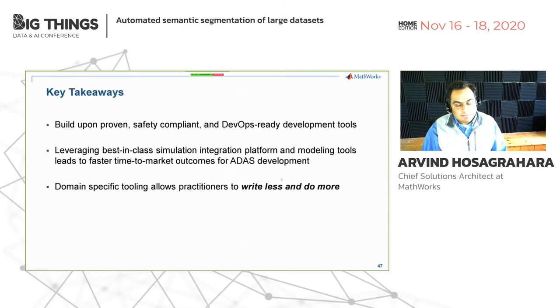As key takeaways, build upon proven safety-compliant and DevOps-ready development tools that will reduce friction because you are using battle-tested strategies for doing this. Leveraging best-in-class simulation improves the quality of your output. It leads to faster time-to-market outcomes for ADAS development. And using domain-specific tooling will allow practitioners in this space to write less and do more. So reduce the effort that it takes to be able to do this, build it easily and quickly.